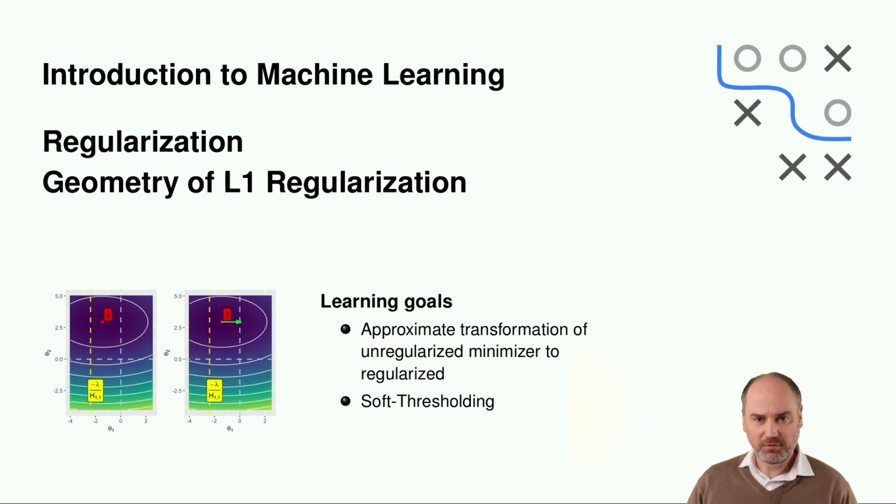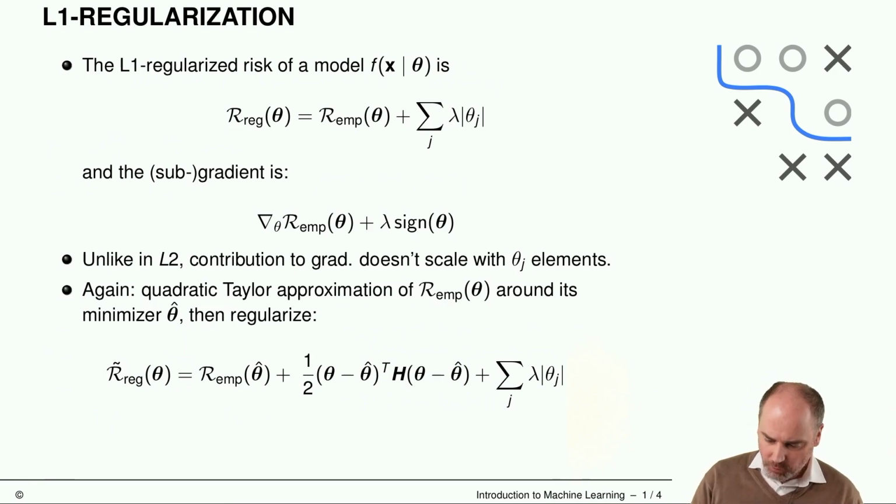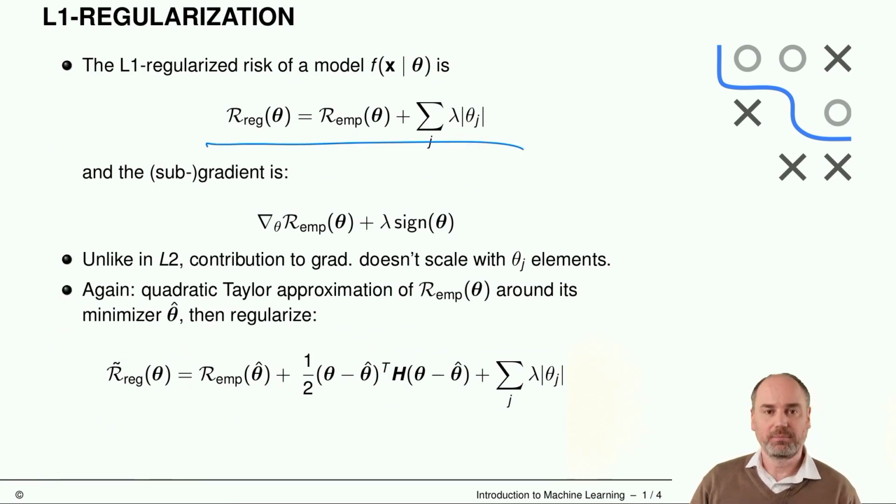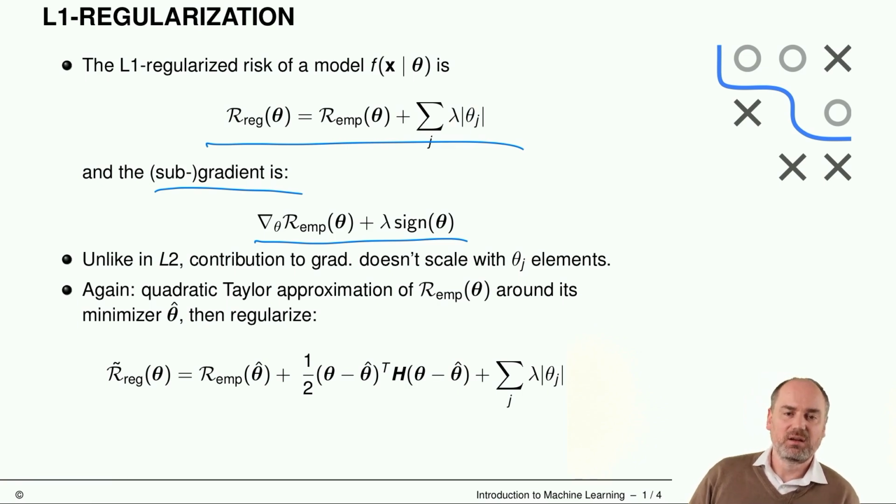And I have to simplify things even further here to proceed with an easily understandable analysis. So what's the formula for our regularized risk? Well, we have it here. It's the empirical risk plus the L1 penalty. Now we can compute the subgradient of that, which looks like that. And we can also now see that unlike in L2, the contribution to that gradient doesn't really scale in any form, especially not in a linear form with the parameters. It basically is influenced by the sign of the parameters.